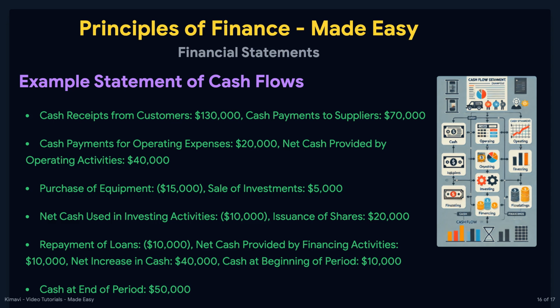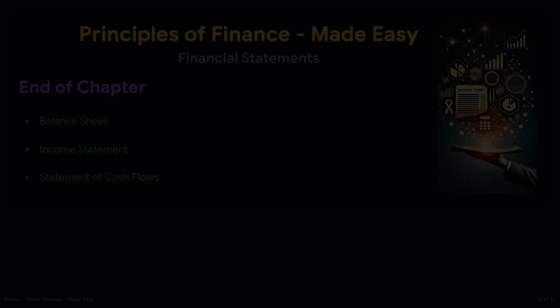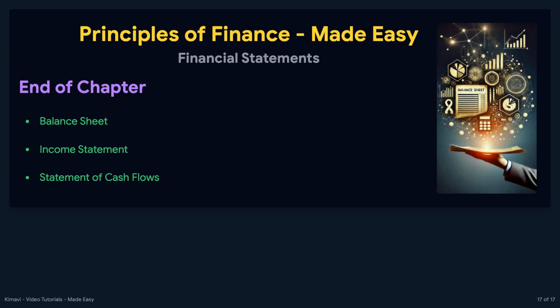The net increase in cash is $40,000, with cash at the beginning of the period being $10,000 and cash at the end of the period being $50,000. This concludes our chapter on financial statements. Understanding these financial statements is crucial for analyzing a company's financial health and making informed business decisions.